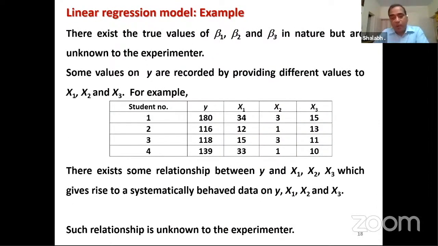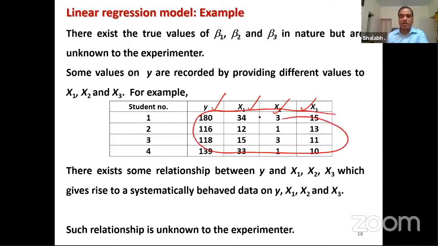So now what we try to do here, suppose you have some hypothesis, you want to see whether these marks are dependent on these three variables or not. So what you will try to do, you will try to conduct an experiment, right? And you will try to choose the value of your x1, x2, x3, and then you will try to record the value of your y, right? And you will try to collect such data.